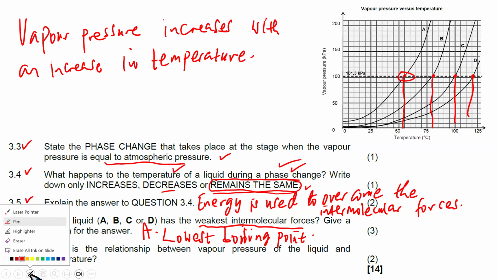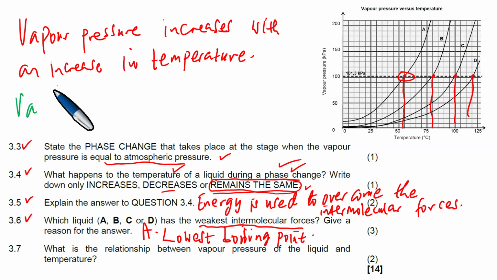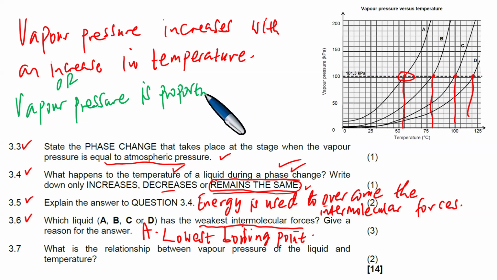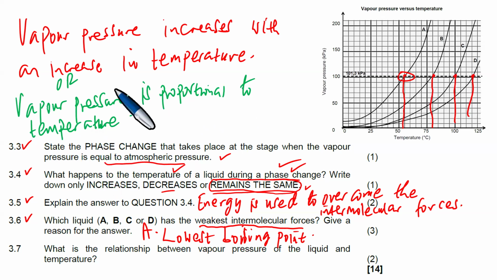Or if you don't want to say that, I'm going to write in green, you can say that vapor pressure is proportional to temperature. Because vapor pressure is proportional to temperature, in other words, when the vapor pressure increases, the temperature also increases. So vapor pressure increases with an increase in temperature, and that is the relationship between vapor pressure of the liquid and temperature. Because the graph is an increasing graph like this, so when the temperature increases, also the vapor pressure increases.